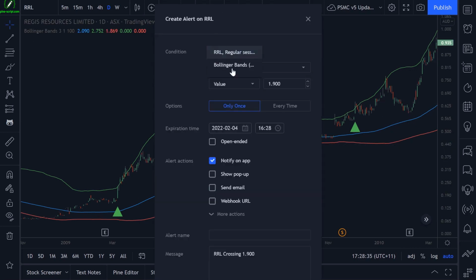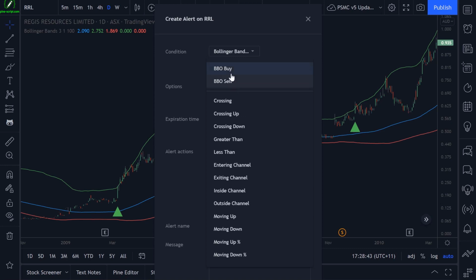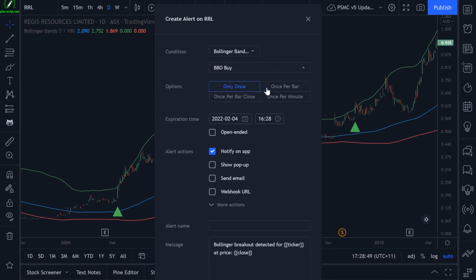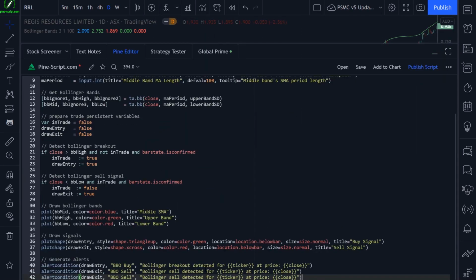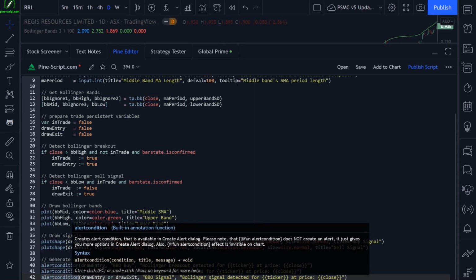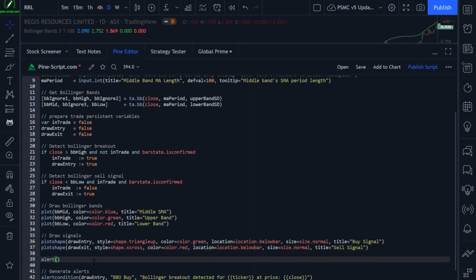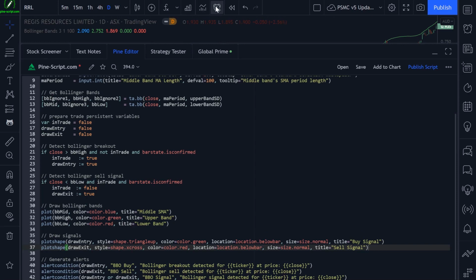If we want to set alerts, we can select our Bollinger Bands script, and then we have our buy and sell signals. If you wanted to merge these into one alert, we could also do that. We could copy this line of code here and say, is draw entry or draw exit true? Then we have a BBO signal, and we could just say Bollinger signal detected for ticker at price. Now, because our alert condition message strings need to be constant, they cannot be dynamic. The only way we can change text in our alert condition is using these placeholders. We can't tell the user whether this is a buy or sell signal in our alert condition function. We could do that in an alert function, which behaves slightly differently, but then when we set our alerts, we need to select any alert function call, and we can't separate our alerts like we have here.